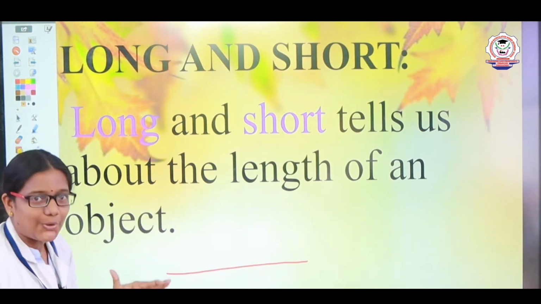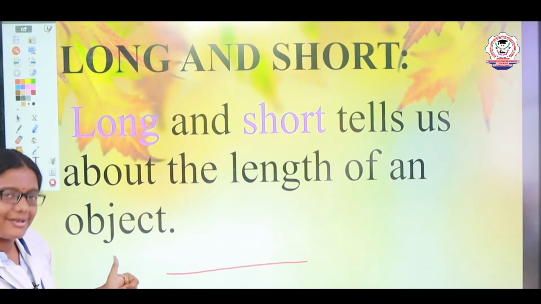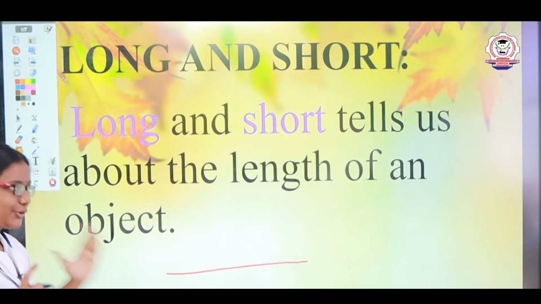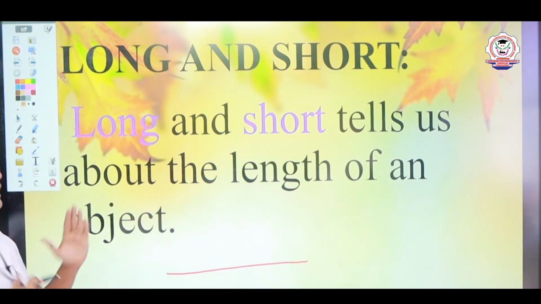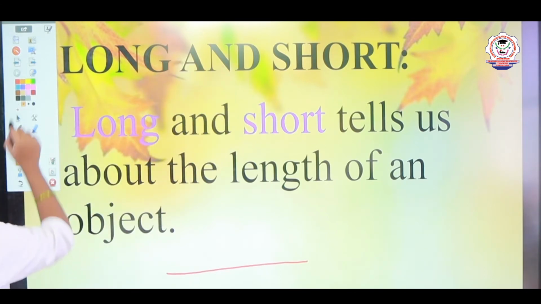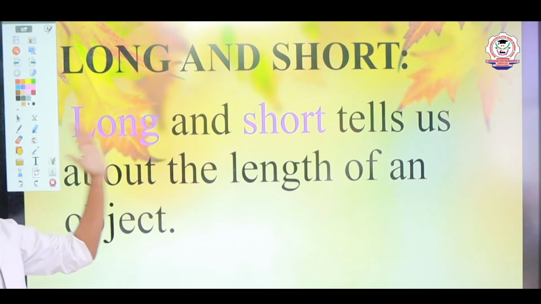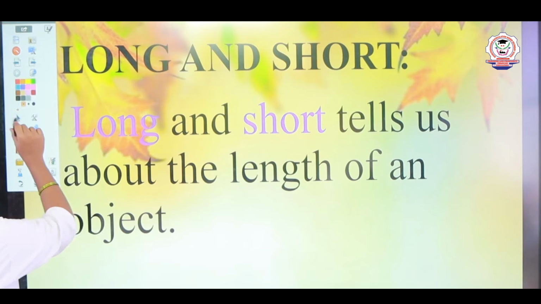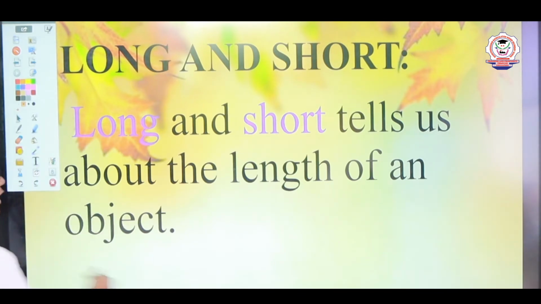This line is also called as horizontal line. This line is also called as dashed line. Horizontal line. So to measure the horizontal length of an object, we will say as long and short. Now we are going to see some of the examples for long and short.